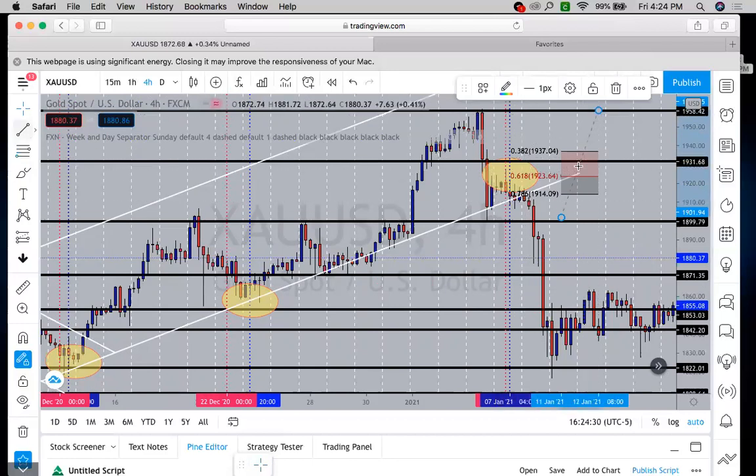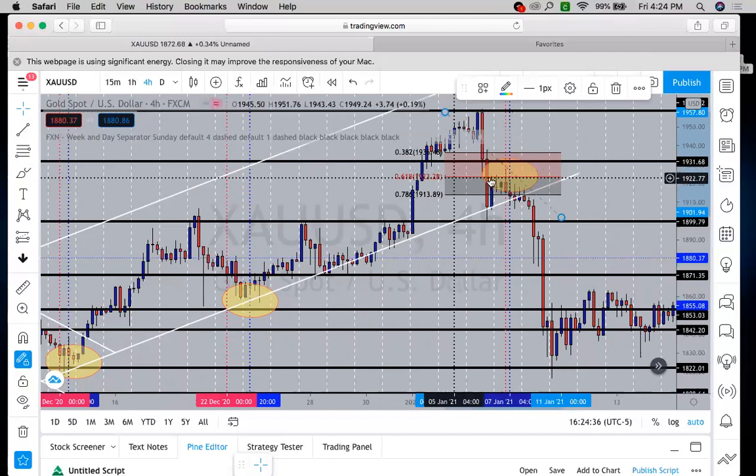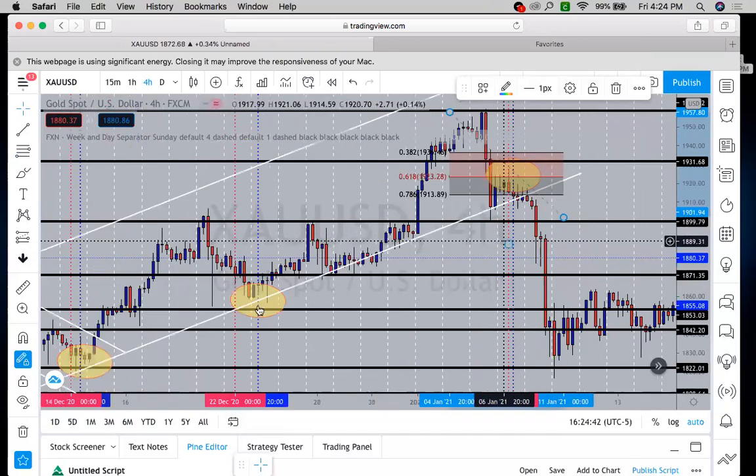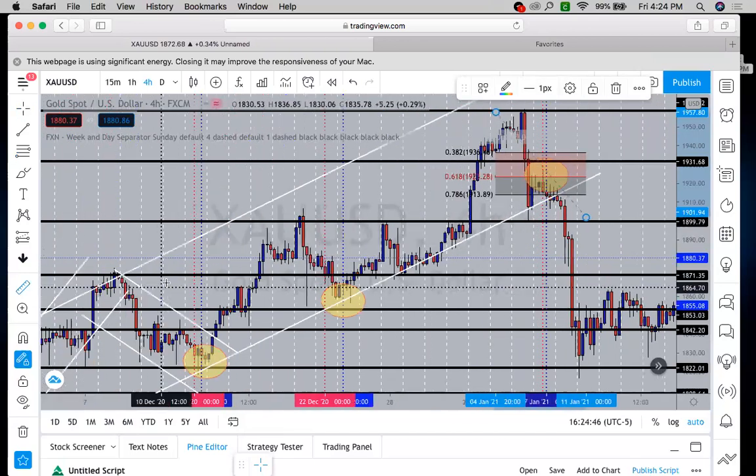Look what it gets us. Let me drag it over this way so y'all can see that 618. Golden ratio right here. See that? Perfect entry. You would have got in right there and sold. Massive pips. How many pips did we even catch so far, to be honest?